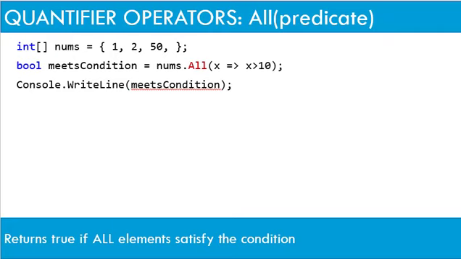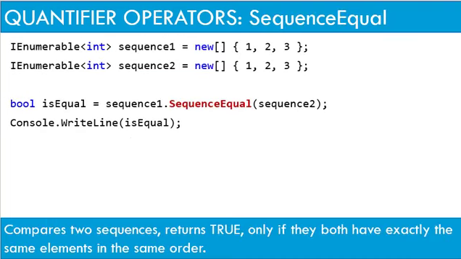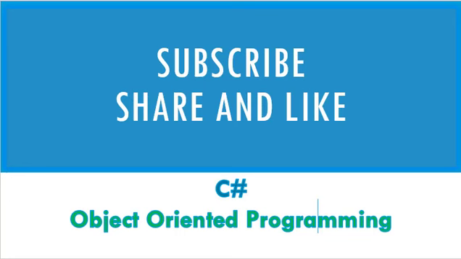The all operator accepts a predicate and applies the predicate against each element in the input sequence. It returns true if all the elements satisfy the predicate condition. The sequence equal operator compares two sequences and returns true only if they both have exactly the same elements in the same order. Here in this example, sequence 1 and sequence 2 are both equal because they both contain the same elements in the same order. So the sequence equal returns true in this case.